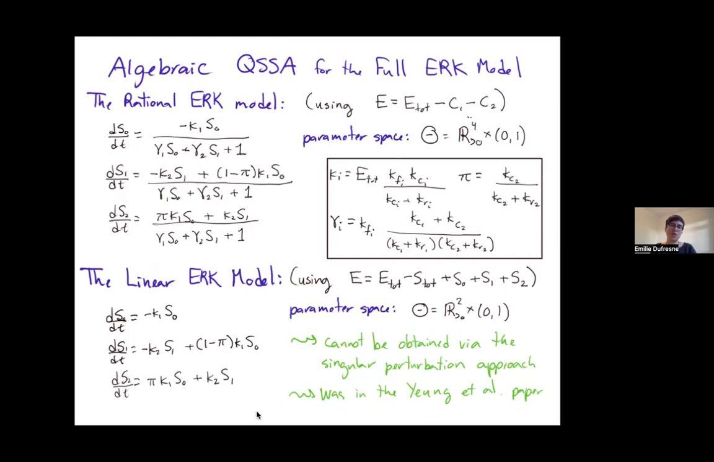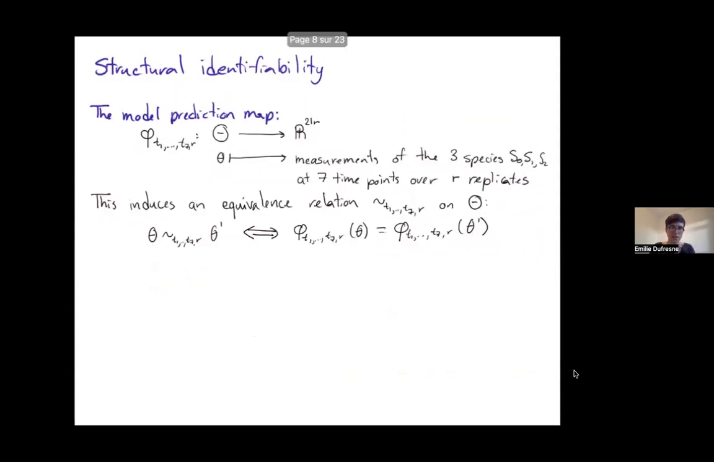And so now we end up with 3 potential models: the full ERC model, the rational ERC model, and the linear ERC model. We will look at all 3 eventually with data. But before you try to infer parameters from data, one important question is that notion of structural identifiability. So let me present to you how I think about structural identifiability.